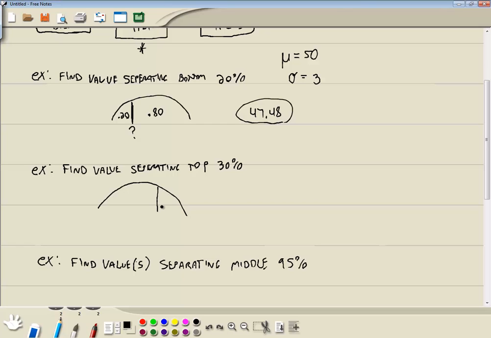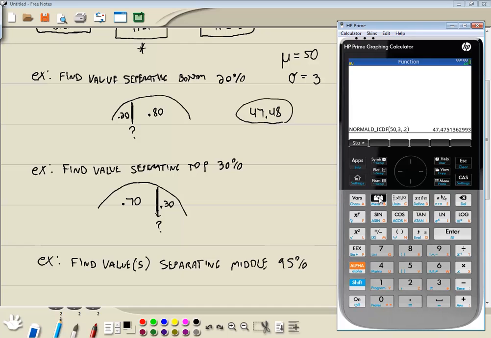So what they're giving us is the amount over here. Well, if that's 30%, then this has to be 70%. And this is the value we're trying to find. Now remember, we're working with the area to the left. So if I'm looking at this right here, the area to the left is the 0.70. So that's what we're going to plug into our calculator.